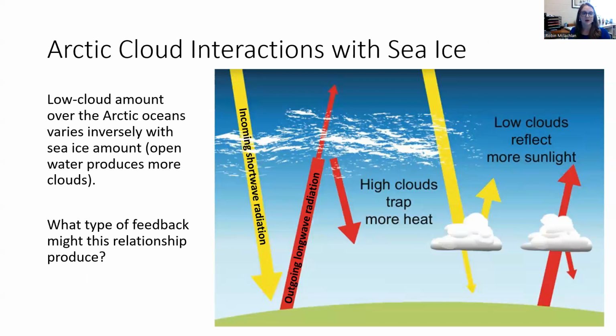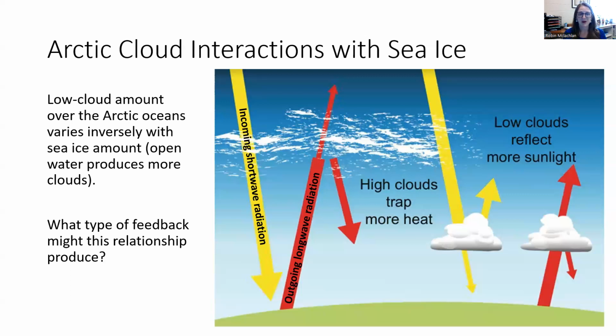So low cloud amount over the Arctic Ocean varies inversely with sea ice amount. This just means that the more open water there is, the more clouds are produced because there's more evaporation. So thinking about everything that we've learned and trying to apply it to the Arctic, what type of feedback might this relationship produce? You might first think, well, if clouds have a net cooling impact and the less sea ice there is, the more clouds there are, then that's a negative feedback loop, right? Because the sea ice melts because of warming, this produces more clouds, those clouds cause cooling, that reduces the warming.